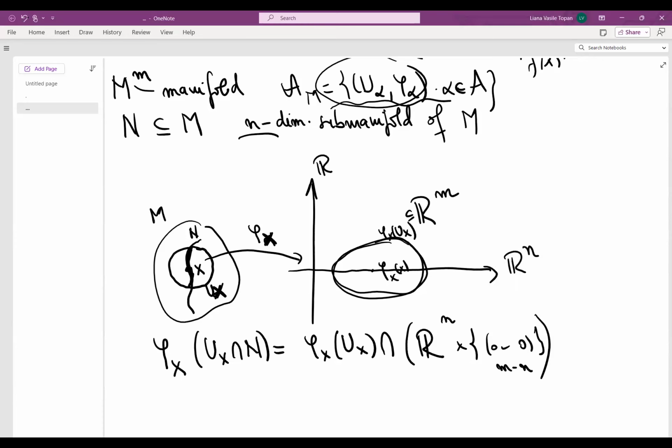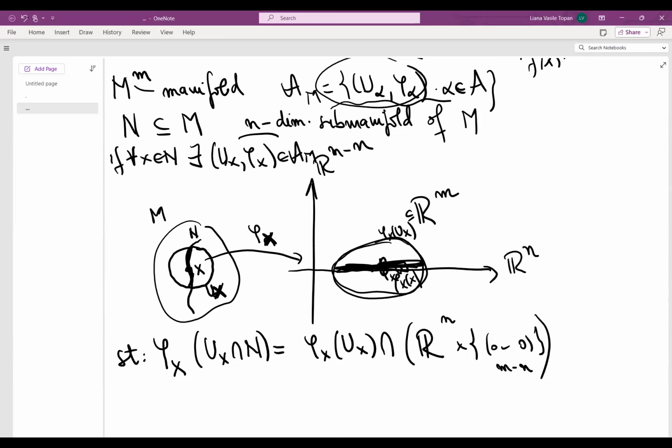This will be R^m minus n. And then this is the intersection between phi of U and R^n. All right, so something like this. So this is, as I said, an n-dimensional submanifold if for every x in N there exists (U_x, phi_x), a chart on M, such that this happens.